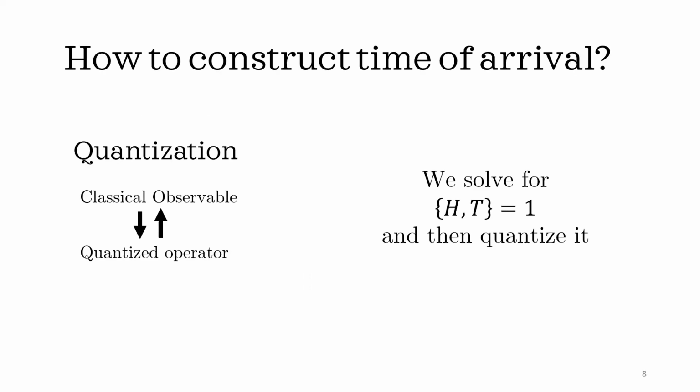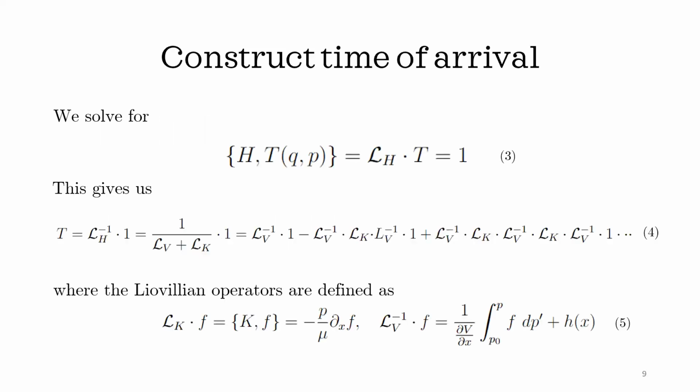So, how do we construct the time of arrival? We do so by quantization, which derives the quantum observable from the classical observable by promoting the position and momentum into operators satisfying the canonical commutation relation. Specifically, we impose the condition that h and t be conjugate with each other. That is, the Poisson bracket of h and t equals 1.